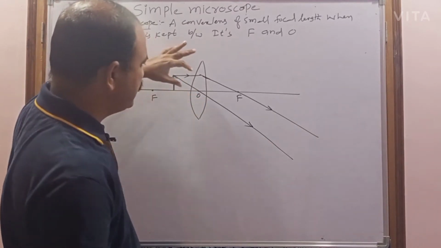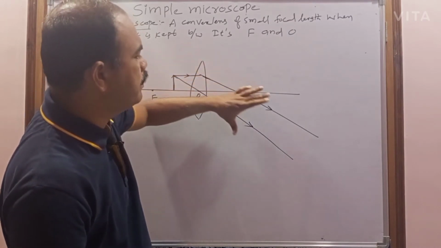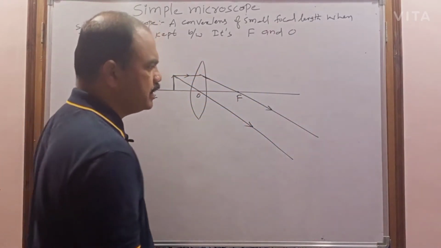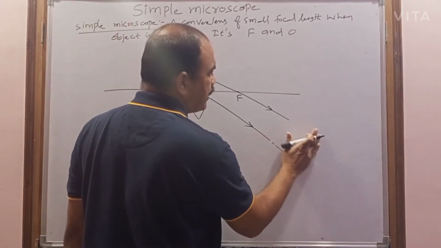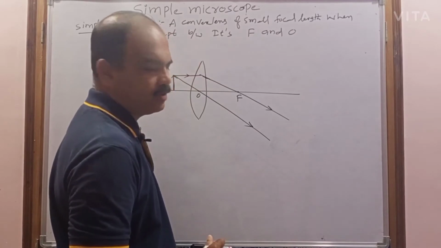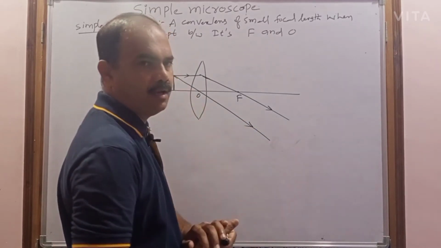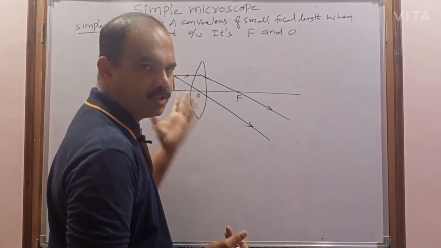But when we look at these refracted rays coming from the lens, the distance between them gradually increases. That's why they look like divergent rays. So they never intersect, and that's why in this case it cannot form a real image. It can form a virtual image.